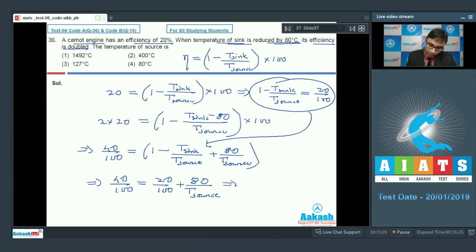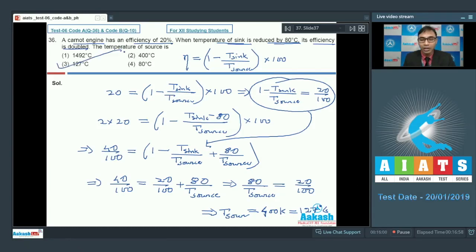So by this we can say that 80 by the temperature of the source will be equal to 20 by 100. So we can say that the temperature of the source will be equal to 400 Kelvin. But our options are in degree centigrade. So 400 Kelvin can also be written as 127 degree centigrade. So we can say that option number 3 will be the correct choice.